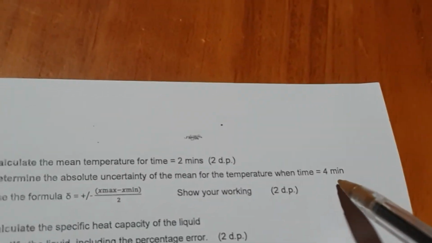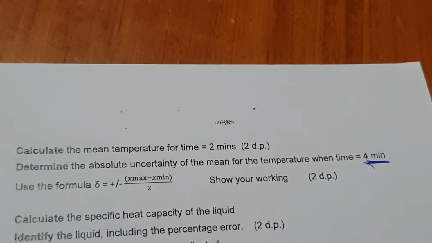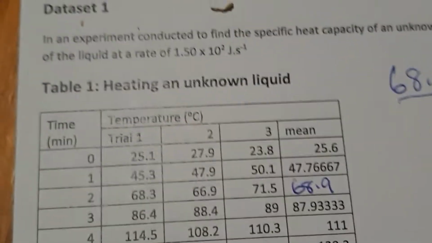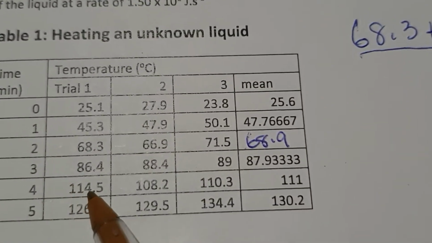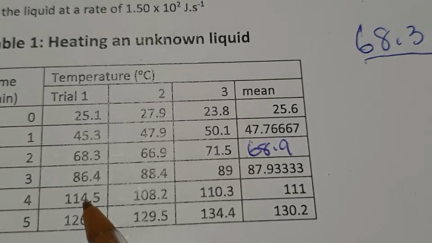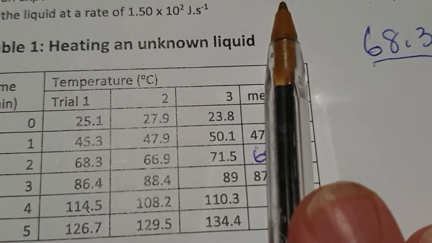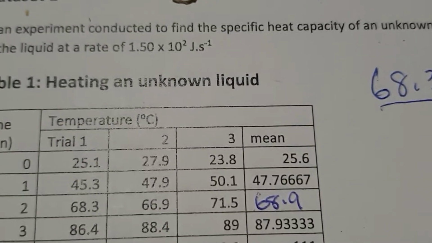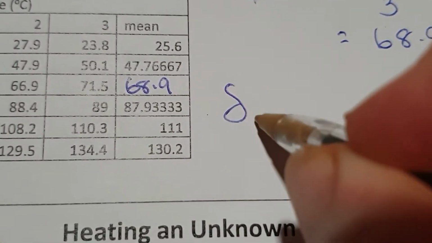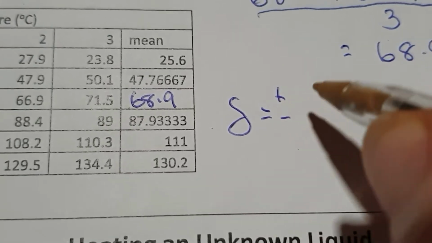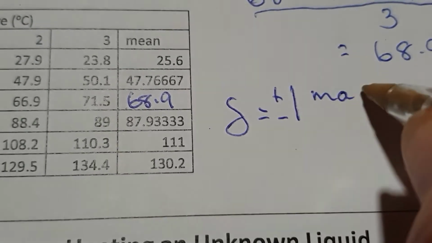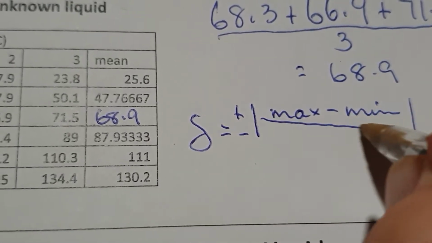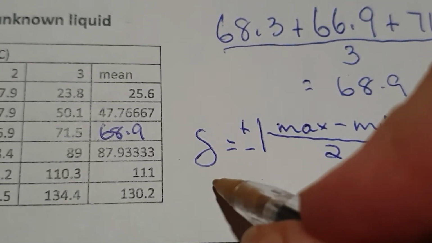The next question is determine the absolute uncertainty. Make sure you read which one it's for. 4 minutes. So that's this one. So we need the largest value, take away the smallest value. You're not using the mean column. Just out of the trials, 114.5. So the uncertainty is going to be plus or minus absolute max minus min divided by 2.